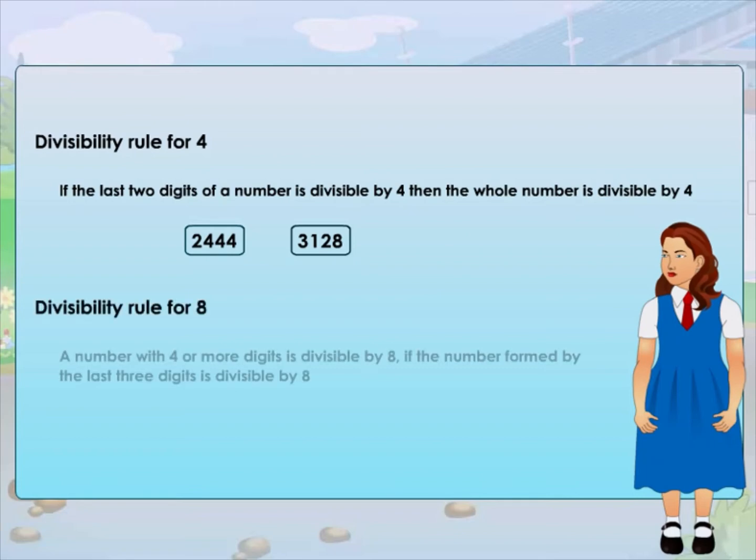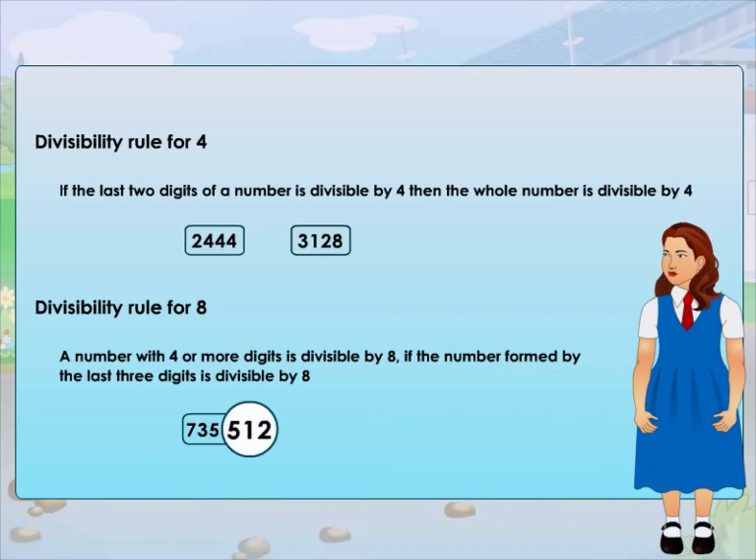Divisibility rule for 8. A number with 4 or more digits is divisible by 8 if the number formed by the last three digits is divisible by 8. Example. Let's consider the number 73,512. The last three digits of the number is 512. It is divisible by 8. Therefore, 73,512 is divisible by 8.